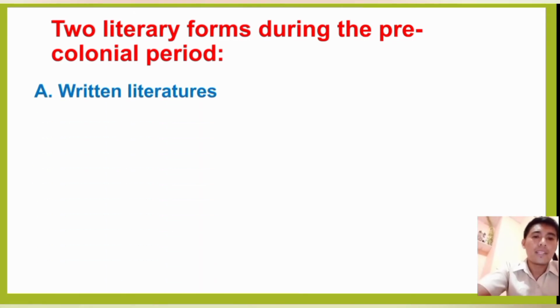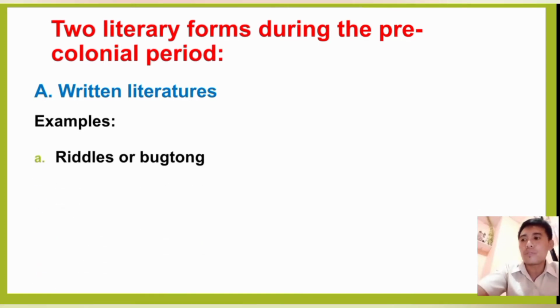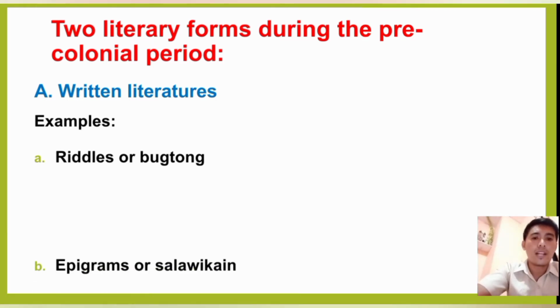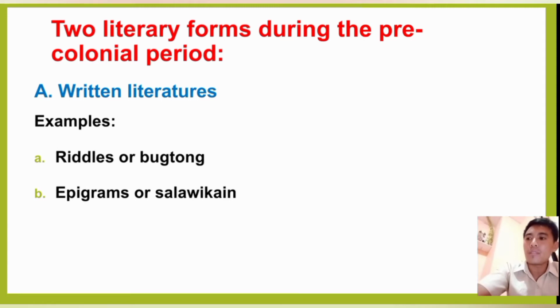First, written literatures. Examples, riddles or bugtong. These are effective ways to inculcate the ability of logical thinking of the child. Epigrams or salawikain, it reflects the hidden meaning through the good lines and it provides good values. Poems or tanaga. These are common forms of poetry which has a quatrain with 7 syllables each with the same rhyme at the end of each line.